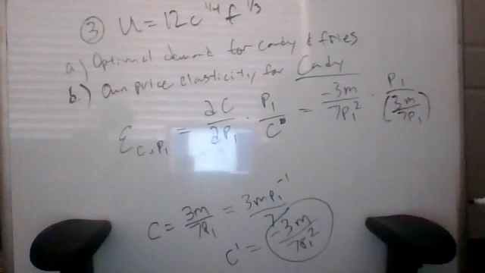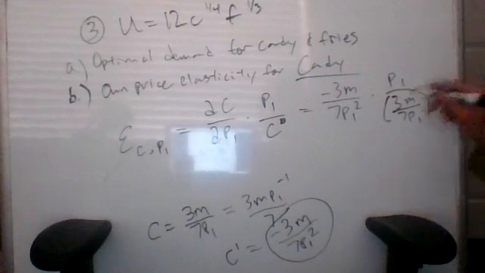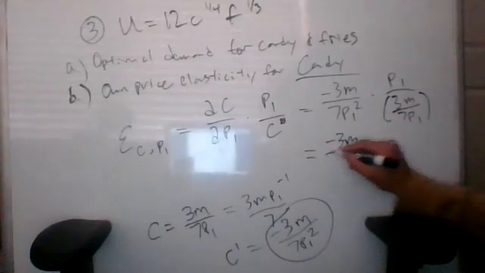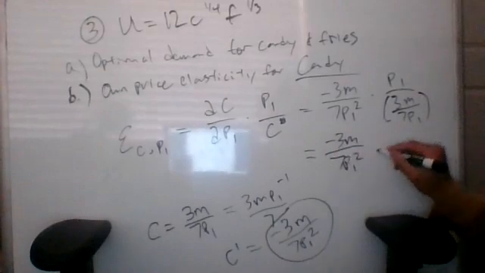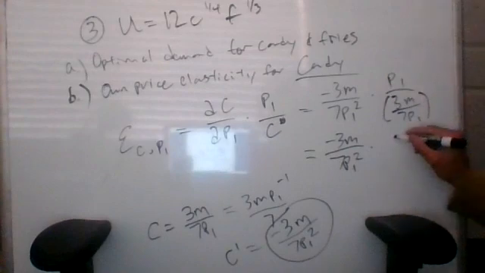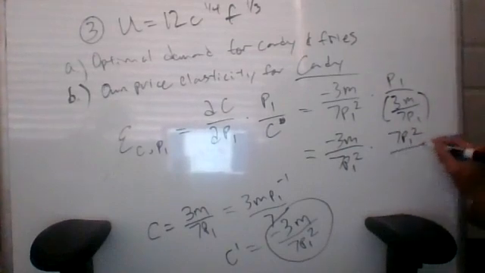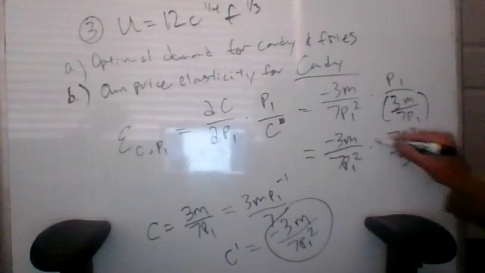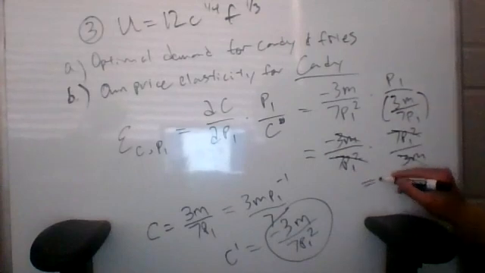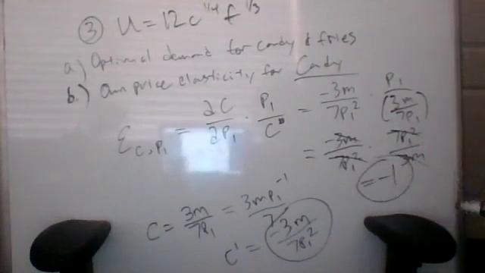You'll notice that we're able to cancel some stuff out. So let's see how we want to do this. Well, we know that this can be simplified out to negative 3M over 7 P1 squared times, if you just multiply by the reciprocal, 7 P1 squared over 3M, right? This 3M will cancel, right? And we get a lot of cancellations. And so we get that this is really just negative 1, okay?